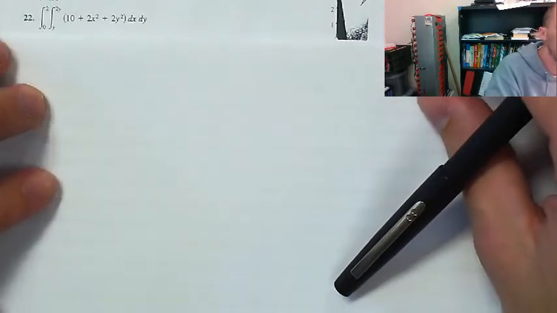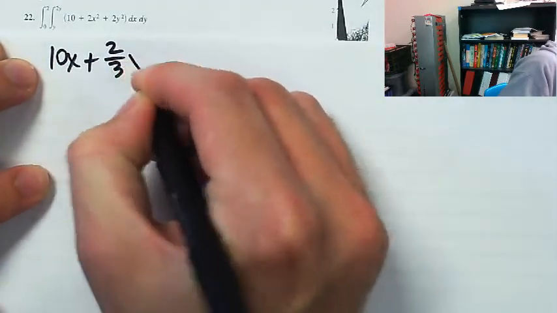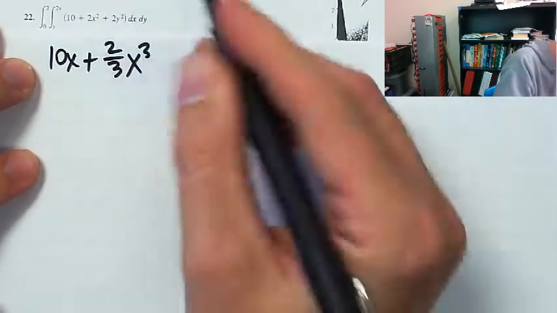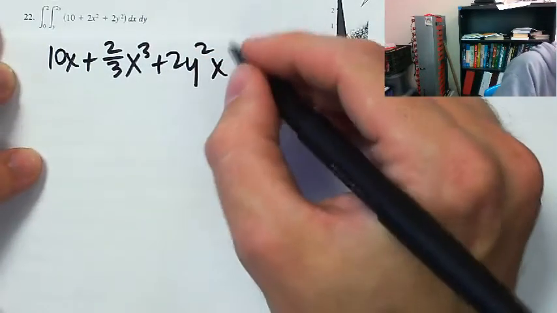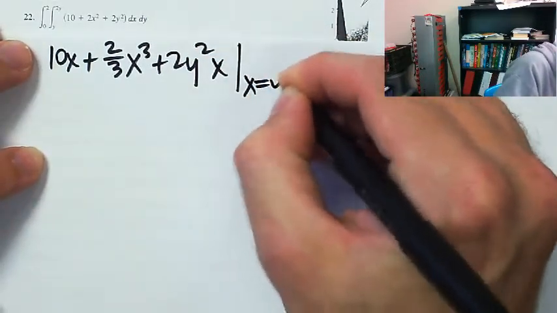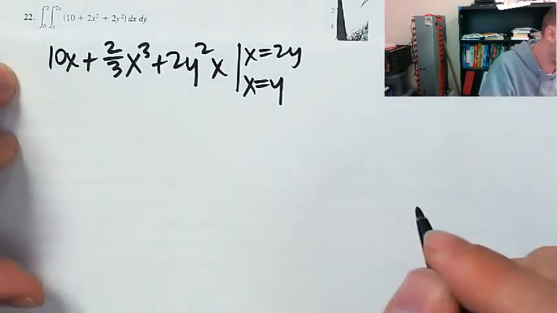Antiderivative for 10, we can do that with respect to x. That's 10x plus 2/3 x to the third. 2y squared is constant with respect to x, so I'll just tack on an x and let x run from y up to x equals 2y.